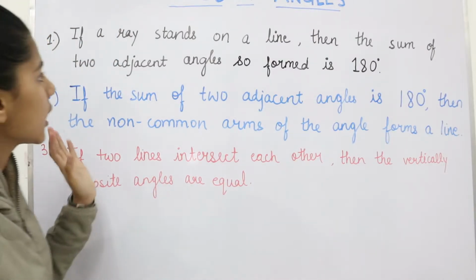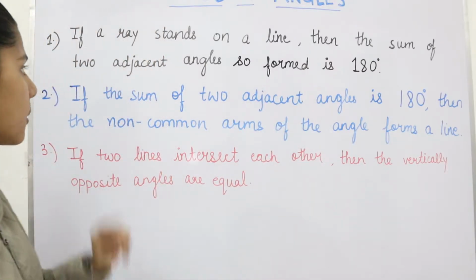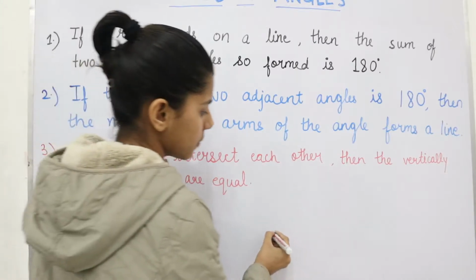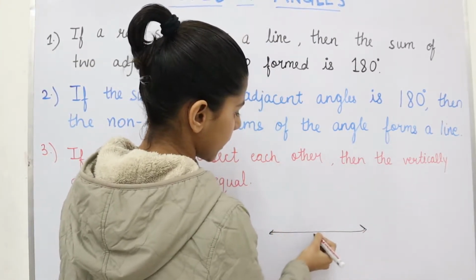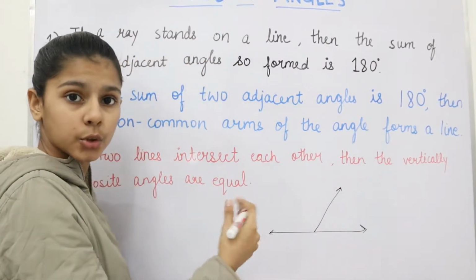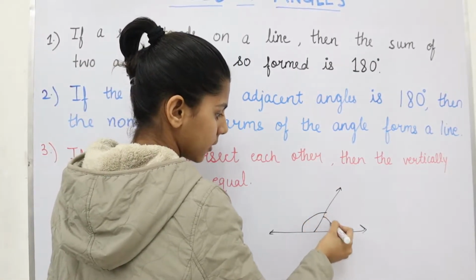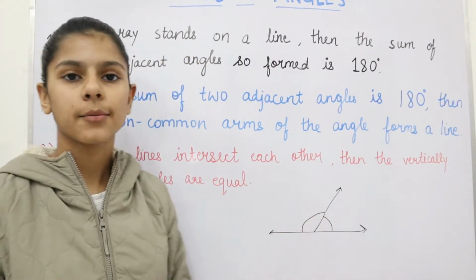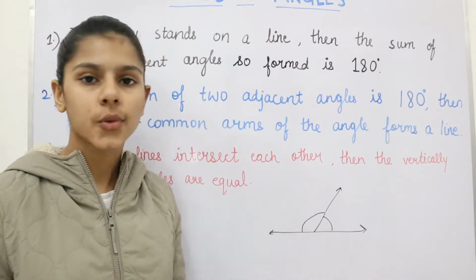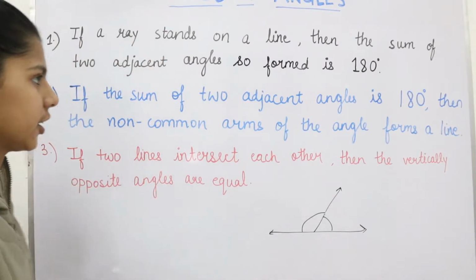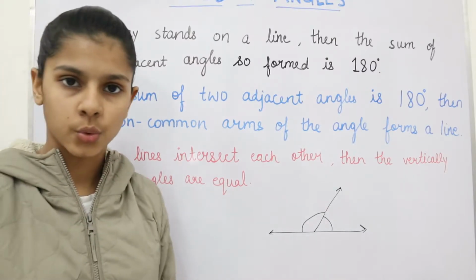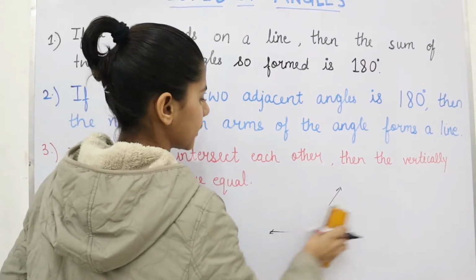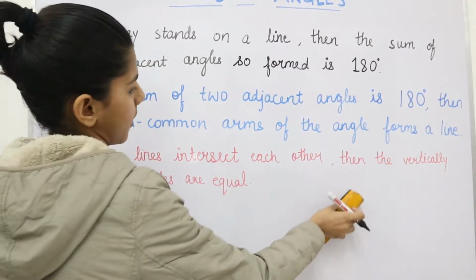So the first one is, if a ray stands on a line, then the sum of the 2 adjacent angles so formed is 180 degrees. This we have already seen: if there is a straight line and a ray is standing on it, then 2 angles will be formed, this one and this one. They are adjacent to each other, meaning next to each other, and their sum will be 180 degrees, because angles on a straight line always have a sum of 180 degrees. So this is the first rule, that if a ray is standing, then the 2 adjacent angles will have a sum of 180 degrees, and this is known as linear pair angles.